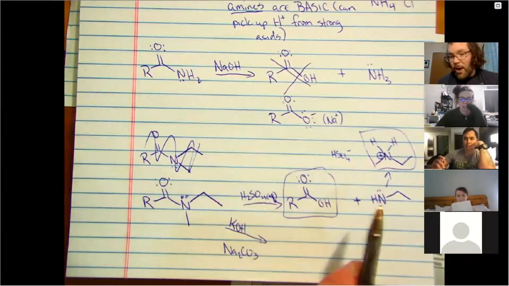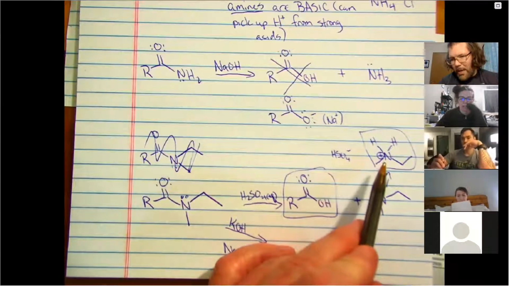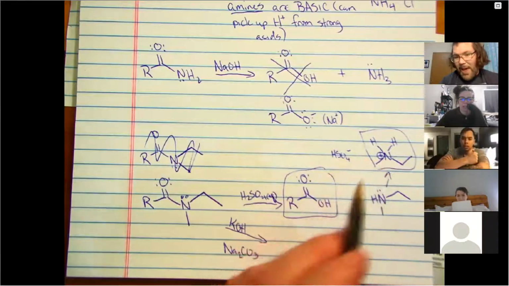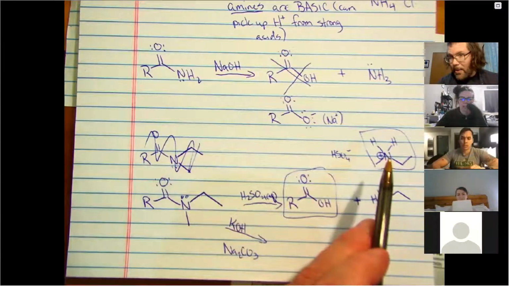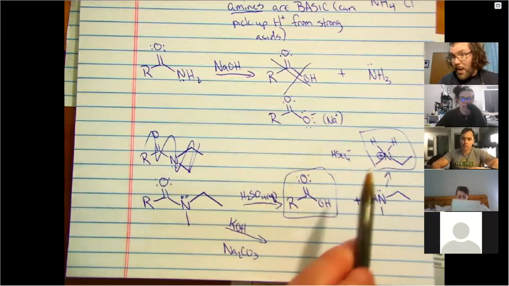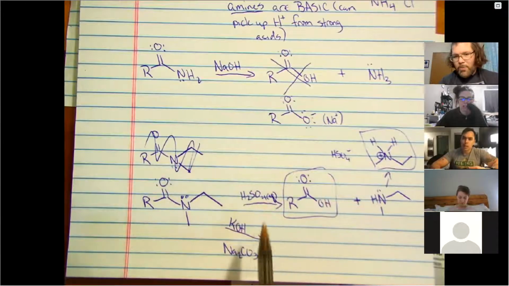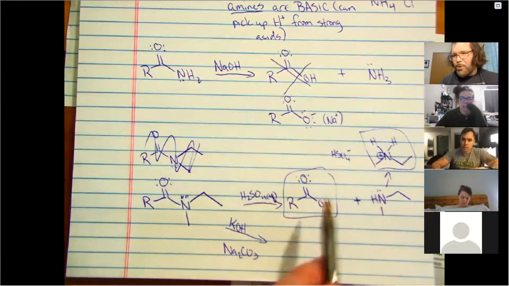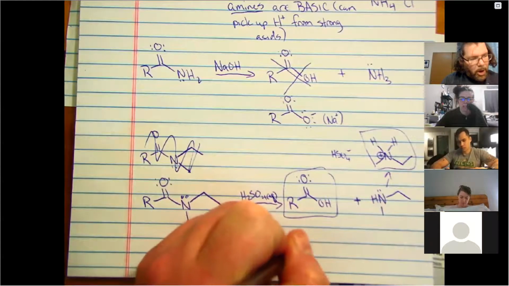You just have to be careful in acidic conditions to know that that amine is going to be carrying an extra proton. All right, that's the easy way. In the end, you always know you're going to have your carboxylic acid and your amine back again. You just have to check and make sure that they're in the right protonation state based on whether you're in acidic or basic conditions.